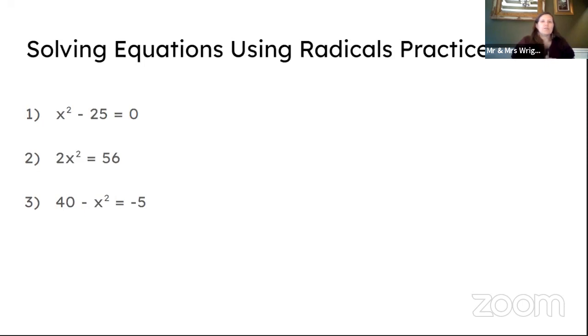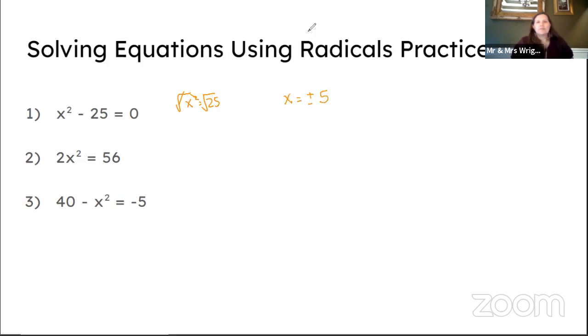All right, so our first step here we're going to do is get x squared by itself, our variable with its exponent by itself. We're going to do that by adding 25 to both sides. So I'm going to have x squared equals 25. This is easy enough. In order to undo this, I'm going to put a radical on both sides, which means I need to have a plus and minus answer. Okay, this gets undone, leaving only x. Radical 25 or square root 25 is 5. So x is plus or minus 5. Next question.